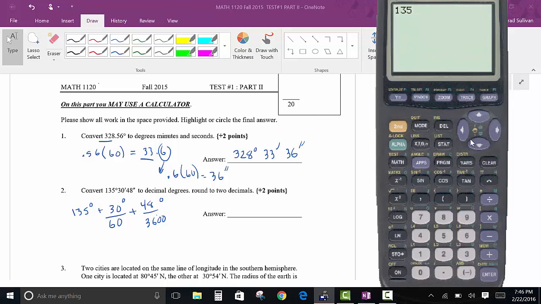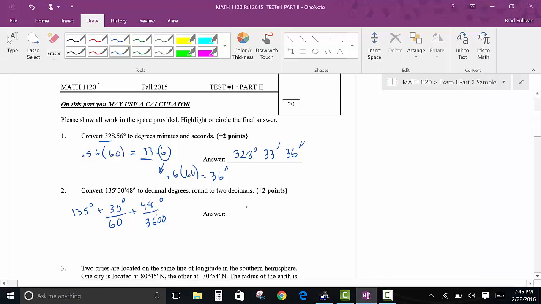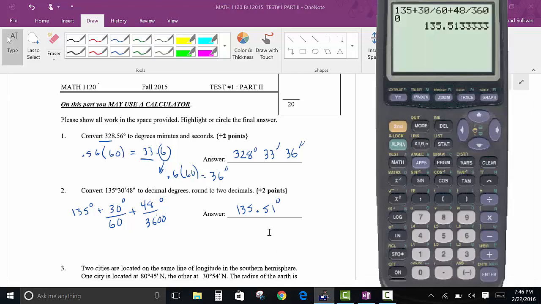Okay, let's try that. 135 plus, this thing's not working. There we go. 135 plus 30 out of 60. And then plus 48 out of 3600. Just put it in like that. And then that'll give a solution to the problem. So that's 135, and we want to round this to 2 decimals, so we'd just say 135.51 degrees, I think is what that said. Okay.